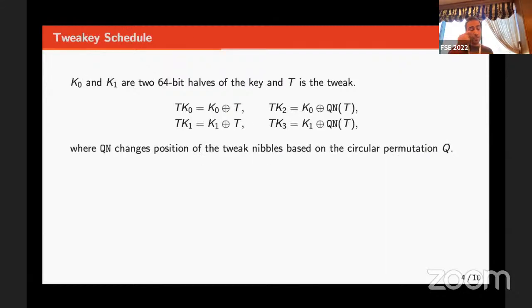About its round tweakey schedule, it is very simple. The 128-bit key is split into two parts, K0 and K1, and it also computes an updated tweak, Q(T). That is a nibble-permuted version of the tweak. And by XORing K0 or K1 with T or the updated T, it provides four round tweakeys, and then just iterates them for the rounds.